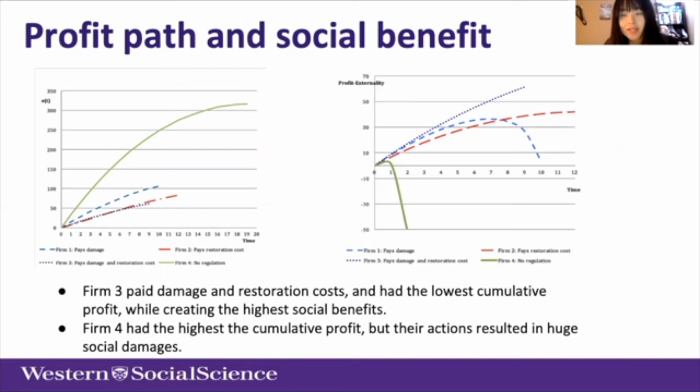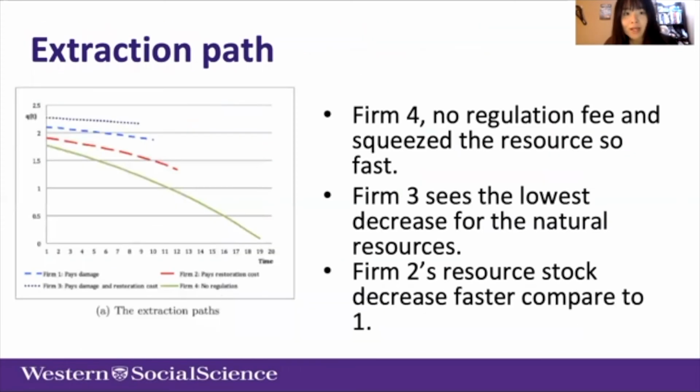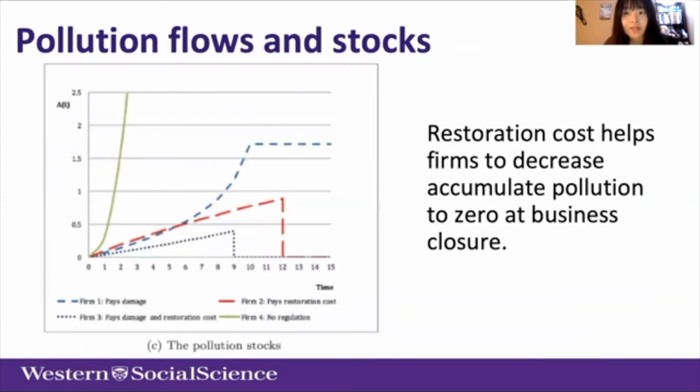However, firm 4's actions create a negative externality to the environment. And we can also see the blue line, which stands for firm 1. It has a tendency for the profit externality to end up negative. This is also because, as we can see from the previous slides, it constantly produces pollution to the environment.